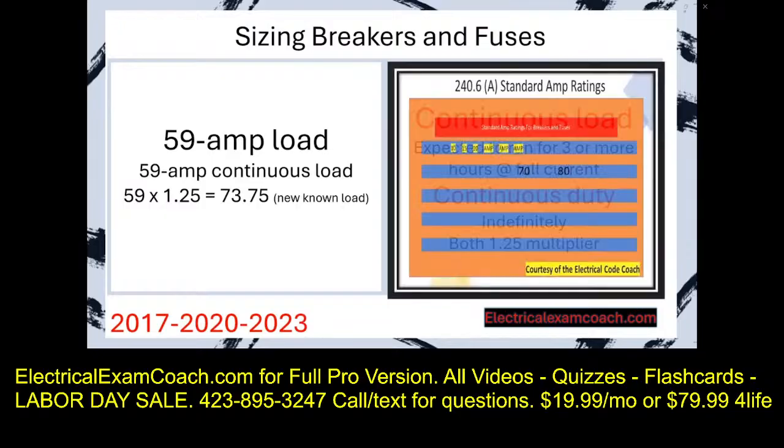How we would do that is head to table 240.6(A). We're going to look at the next standard size, so we're above 70 and it jumps to 80, and we would put this on an 80 amp overcurrent protective device.